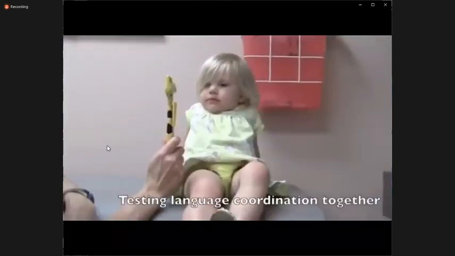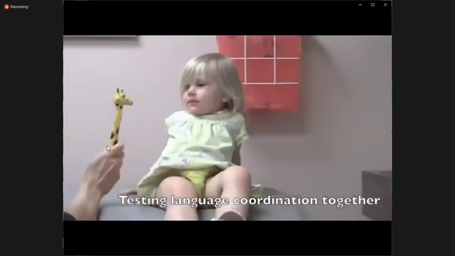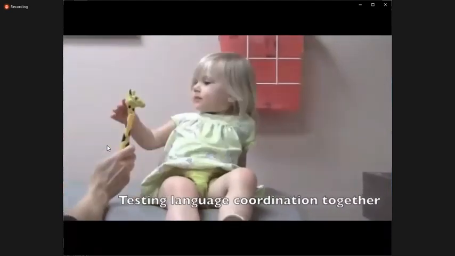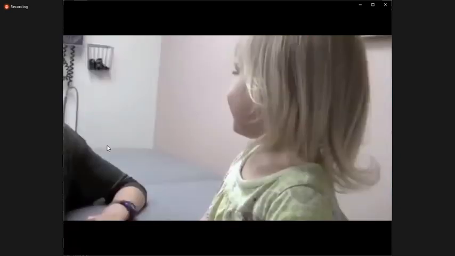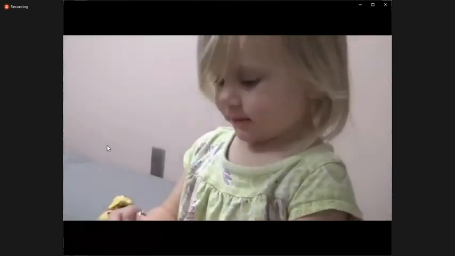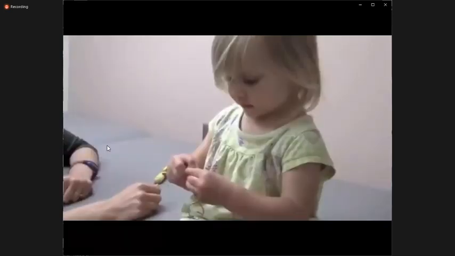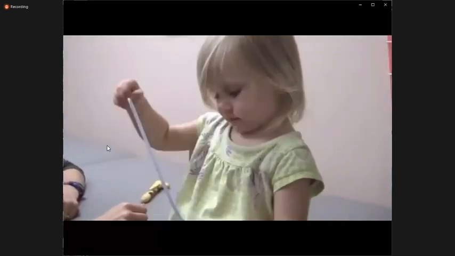Okay. Where's the giraffe's nose? Right there. Where's his ears at? Right there. It's a pretty fun thing, huh? So here we can also use observation and toys to test things like fine motor and coordination.